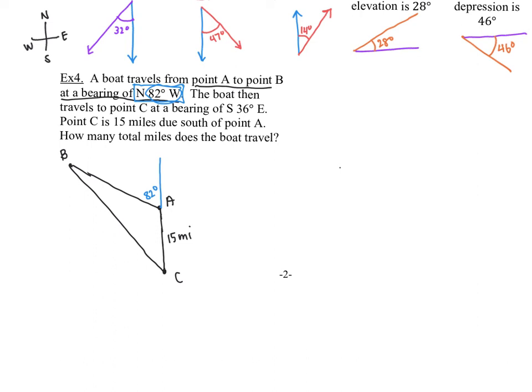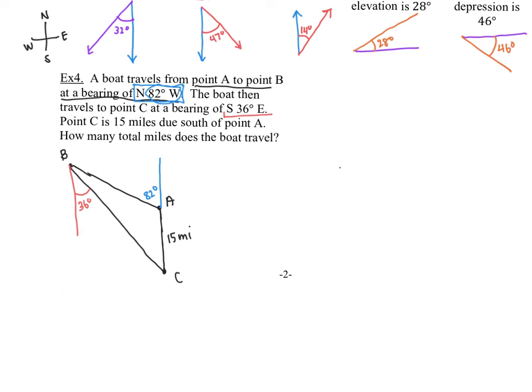Okay, let me go back and get that bearing they gave me. The boat travels from point B to point C, going south 36 east. So from point B, this is my south line. On the east side of the south line is 36 degrees. Point C is 15 miles due south of point A. Okay, I got that. How many total miles does the boat travel?